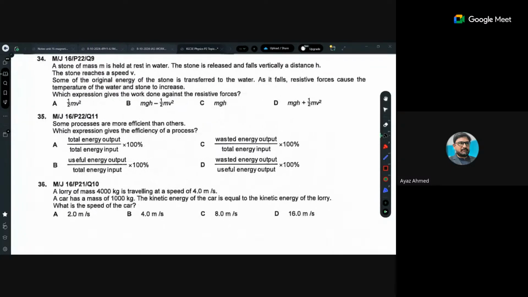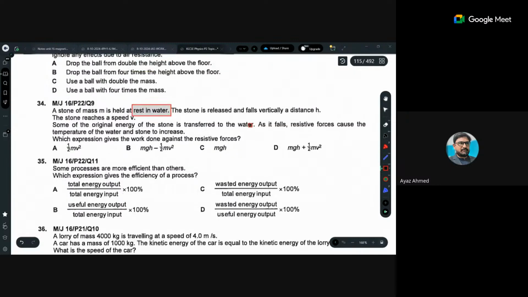Question number 34 has a new concept. A stone of mass m is held at rest in water. When it is at rest, its kinetic energy is zero, isn't it? Rest means zero velocity, so kinetic energy is zero. The stone is released and falls a vertical distance h.